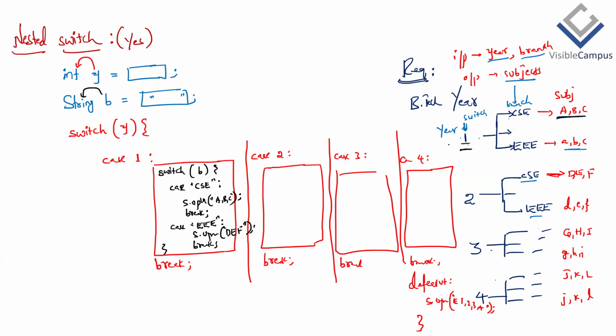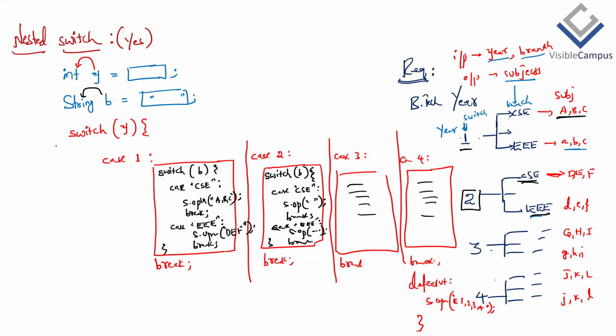What about case 2? If it is year 2 also, again the same thing we have to write for the subjects as well. Therefore, once again a switch, then B for branch, and if this branch is, then case "CSE" in string format, then colon, then SOP to print the subjects, then break. Next, followed by one more case, then "EEE" in double quotes, then colon, then print the subjects, and then break. Like this, same thing for the third case, same thing for the fourth case also.